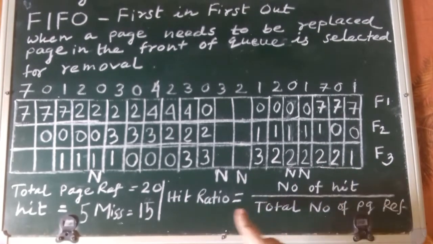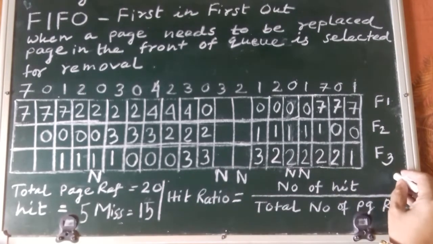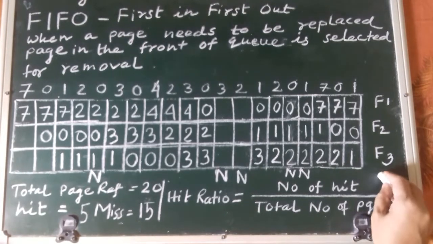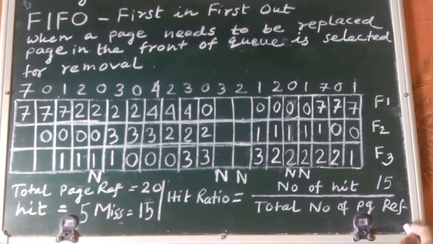In many competitive exams, they will ask what the hit ratio is. Hit ratio is nothing but the number of hits by the total number of page references. So here the number of hits is 5, so it will be 5 by 20. Sometimes they will ask what the miss ratio is. Miss ratio is nothing but the number of misses by the total number of page references. The number of misses is 15, so the value will be the fraction 15 by 20.